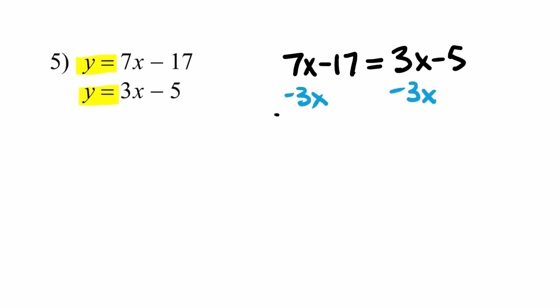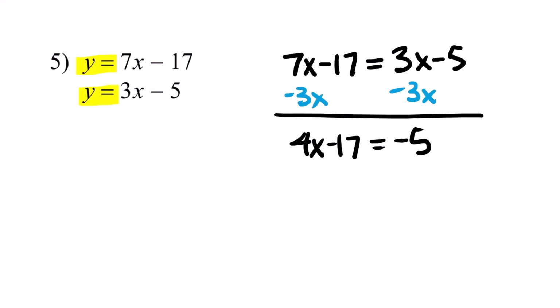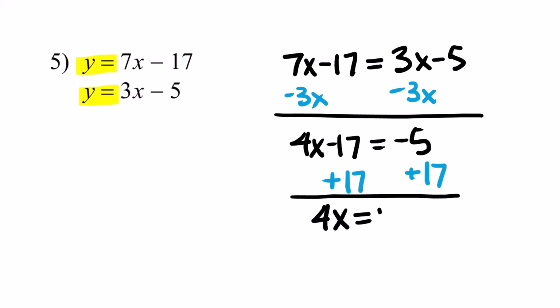I like to subtract the smaller one, so I end up with 4x minus 17 equals negative 5. Add 17 to both sides. We end up with 4x equals negative 5 plus 17 is 12. So x equals 3. Again, don't forget, you need to get a y.